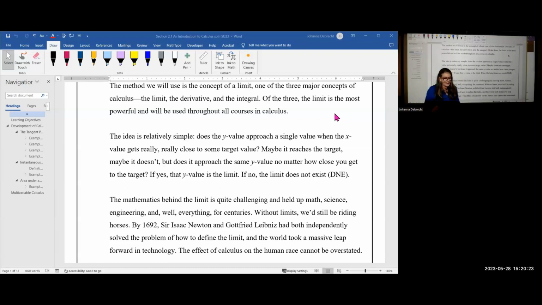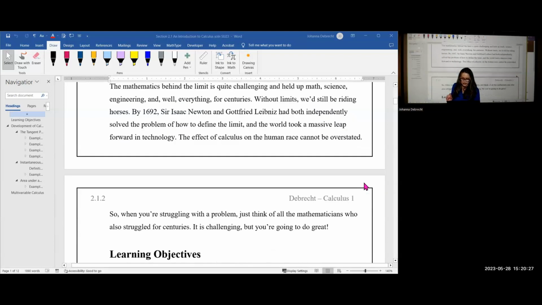Now, the mathematics behind this is pretty challenging, and it held up math, science, and engineering, and just about everything for centuries. Now, visualize, if you will, back in the 1300s and 1400s and 1500s and 1600s, they were struggling with a couple of different ideas, and they were unable to solve the engineering and mathematics problems and physics problems because they had these two problems.